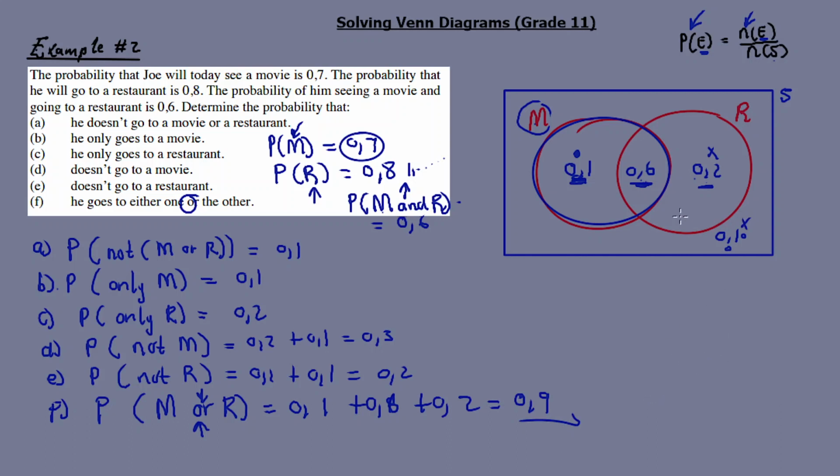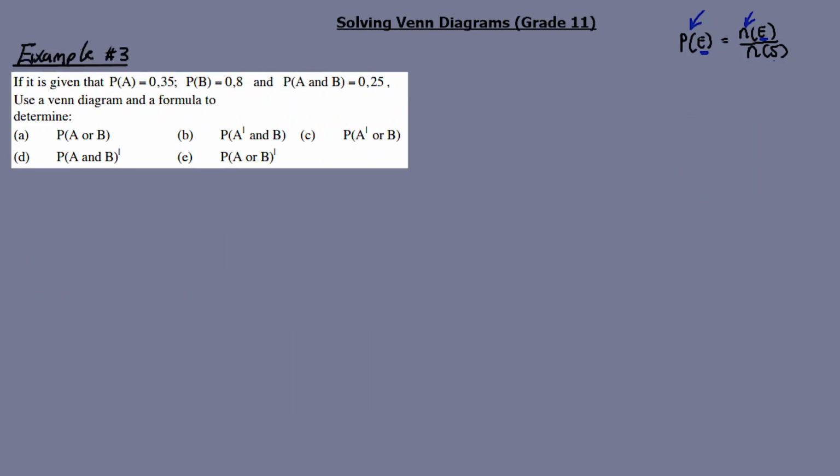Alright, now example number 3. If it is given that the probability of A is equal to 0.35, the probability of B is equal to 0.8, and the probability of A and B is given as that, use a Venn diagram and a formula to determine the following. What do they mean by a Venn diagram and a formula?